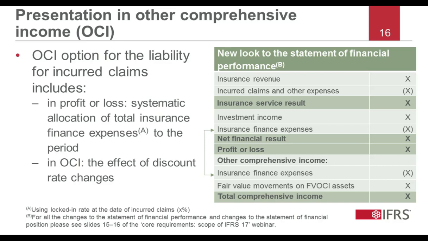Please note that, as explained in the previous webinar, the liability for remaining coverage uses a locked-in rate, set at the date the contracts are initially recognized, in order to accrete interest. Because there is no need to update that rate, there is also no need to disaggregate finance expenses resulting from the liability for remaining coverage between profit or loss and other comprehensive income.